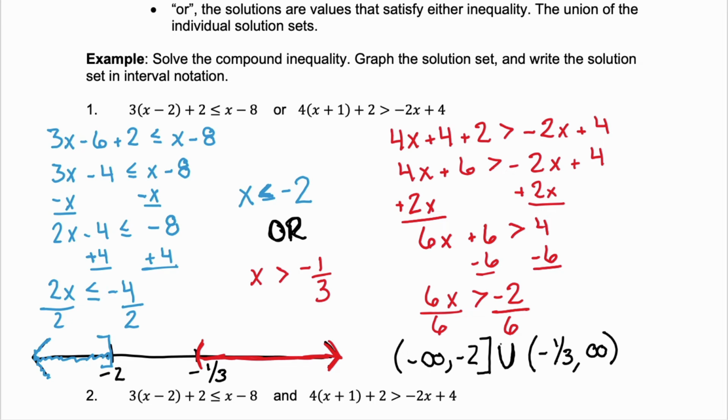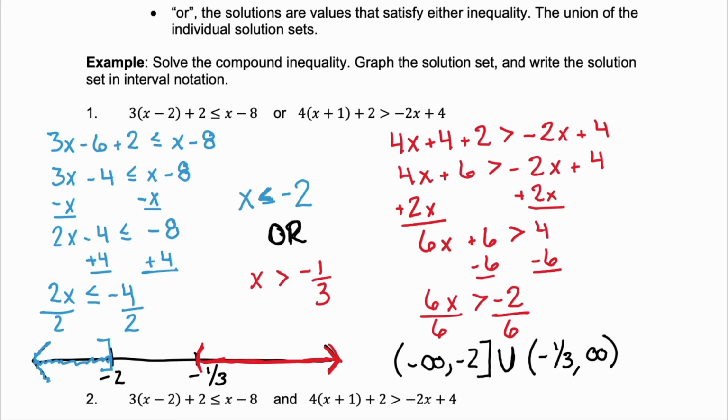So this big U is another way to write or. So this is the union, or an or. -infinity to -2 or -1/3 through infinity. It's because we have blue or red.